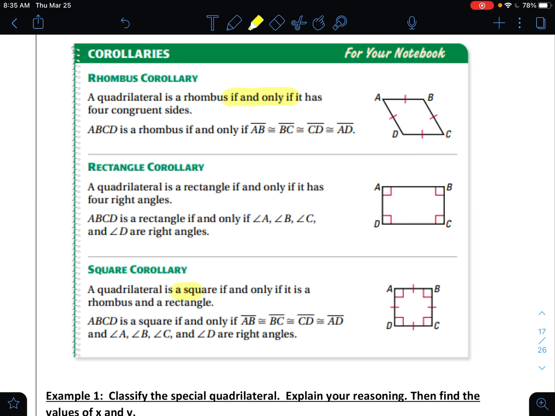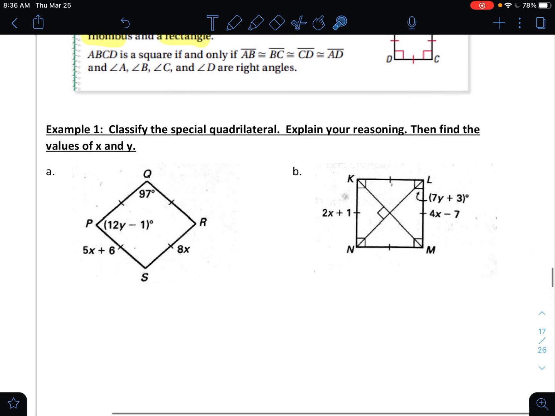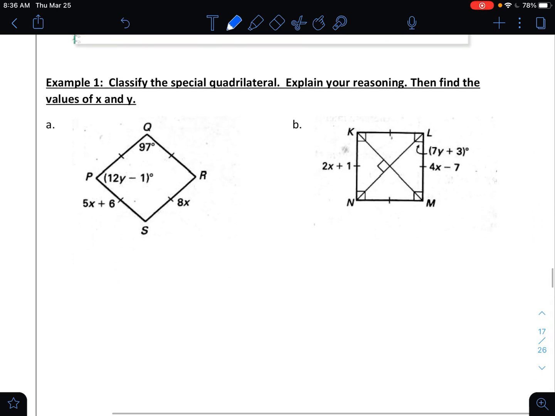Okay, now a square says a quadrilateral is a square if and only if it is a rhombus and a rectangle. So what I see here are the four 90-degree angles and then the four equal sides. What I have to do for squares is show that it is a rectangle and a rhombus first, and then I can say, yes, it's a square. We're going to be doing that throughout several of these examples.